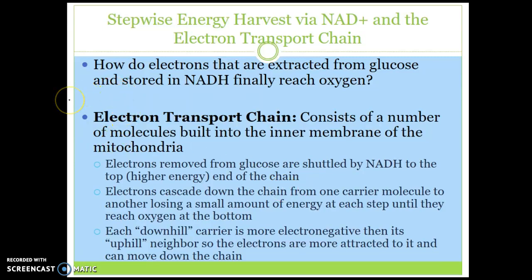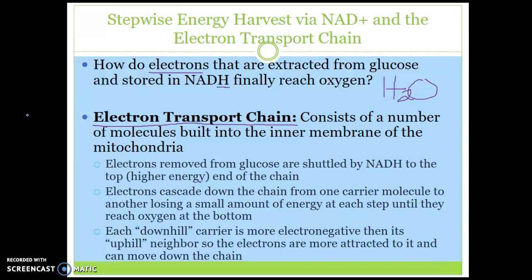So how did the electrons that are stored in NADH finally become a water molecule? Because this hydrogen right here is going to become our H2O molecule that is our waste product. So how do we get these electrons from this NADH molecule to make ATP and make our H2O molecules? And that's called the electron transport chain. And we're going to get into a lot more details about what this electron transport chain is.